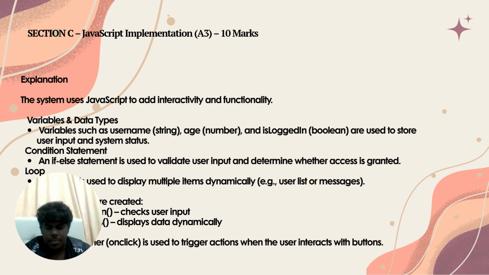In Section C, JavaScript is used to implement interactivity. Variables and data types are used to store user information, while if-else statements are used for validation. A for loop is used to display items dynamically. Functions such as validate login and display items help organize and reuse code, while event handling allows the system to respond when users click buttons. In conclusion, this implementation makes the system more interactive, efficient, and user-friendly.